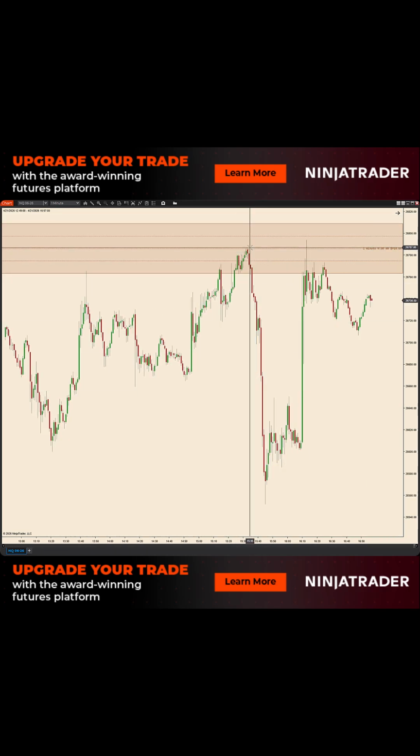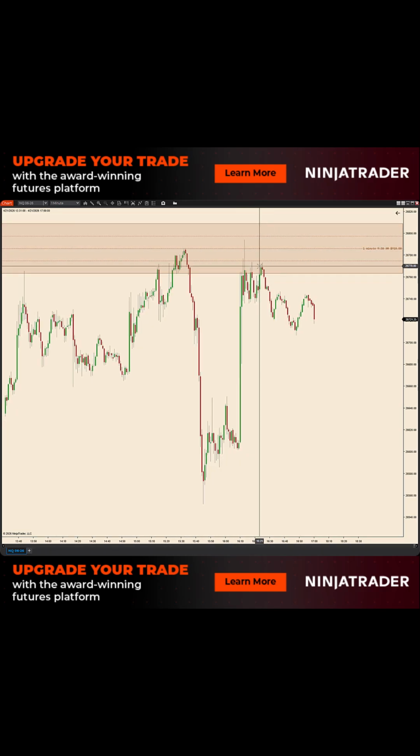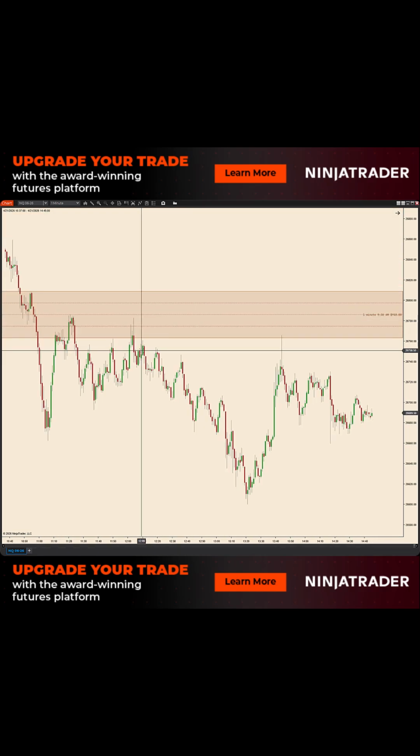Midpoint holds this beautifully again and again, right? So this is a really tough area for us to get above. So how can we frame this, right?